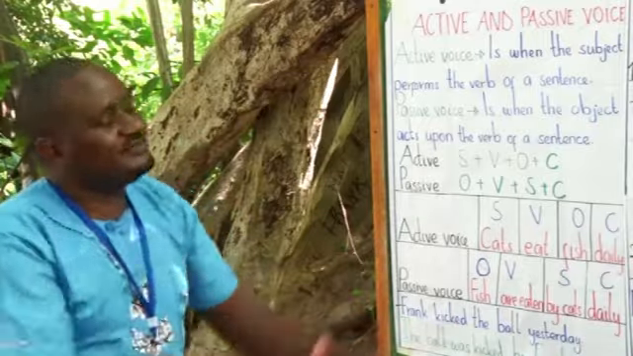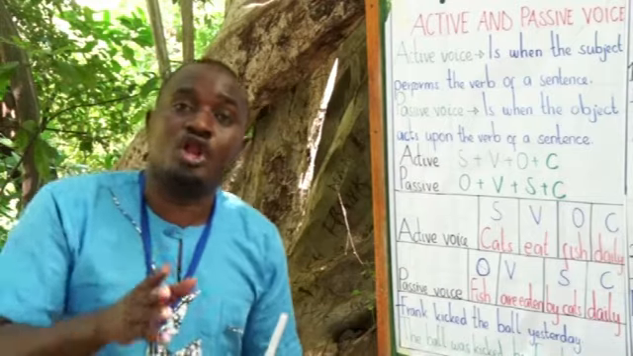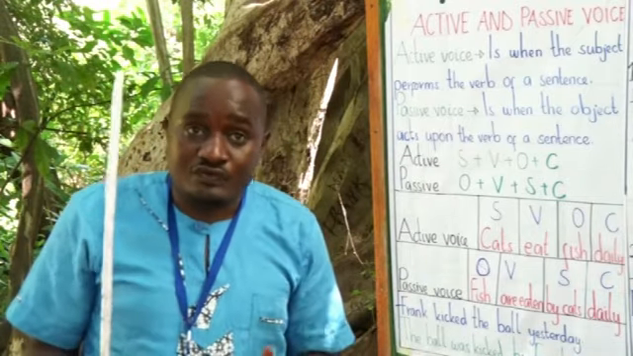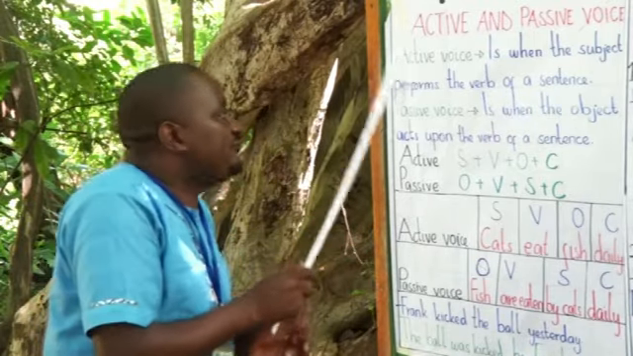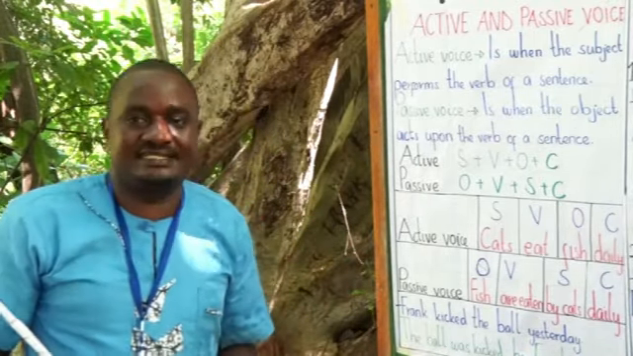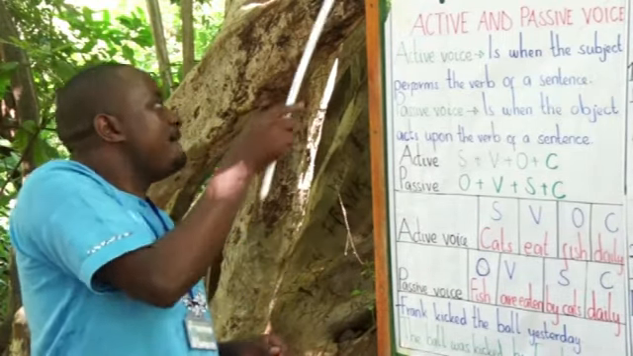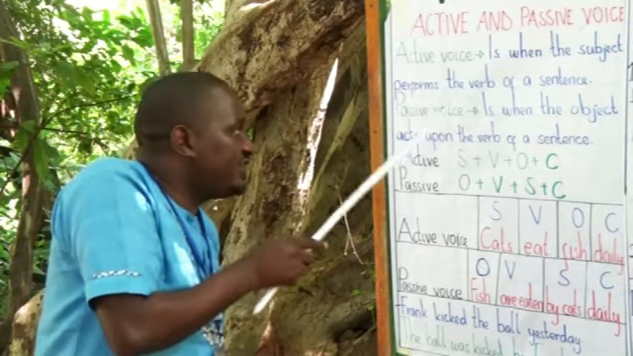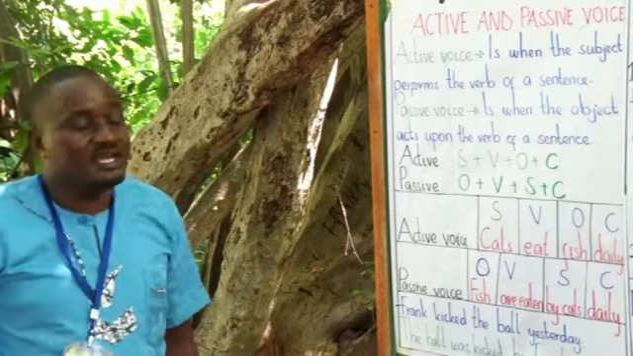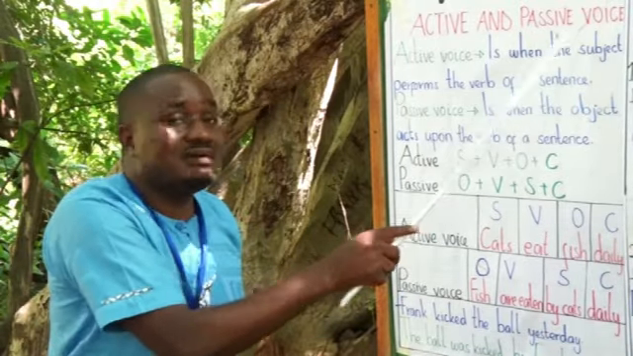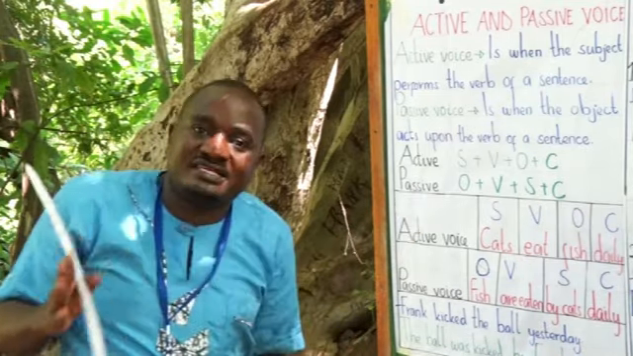So today we are on active and passive voice. When talking about active voice, this is the normal voice. It is when the subject performs the verb of a sentence. Reminding you something here: when talking about the subject, I don't mean English, Kiswahili, or mathematics. We mean the doer.